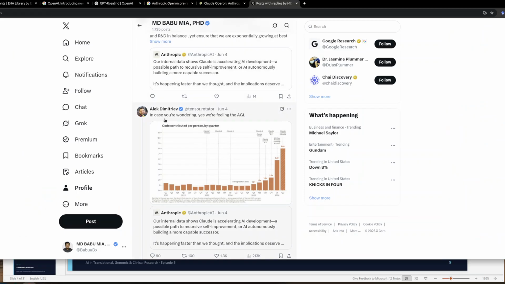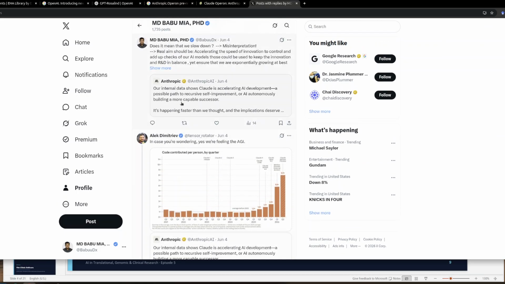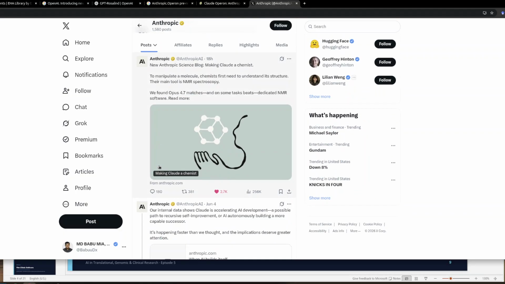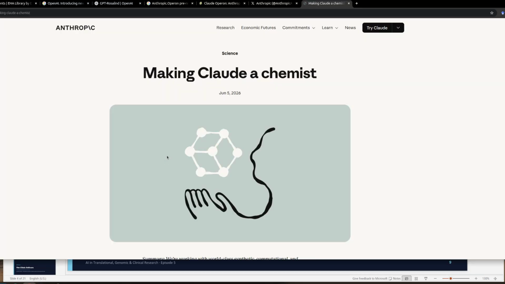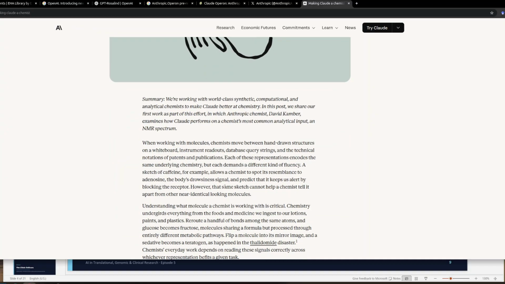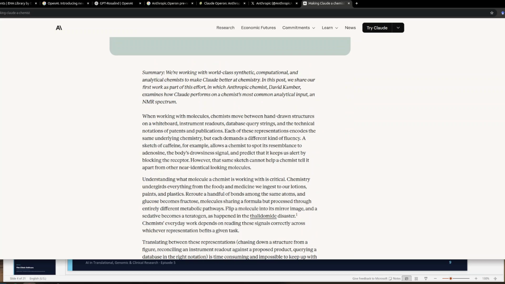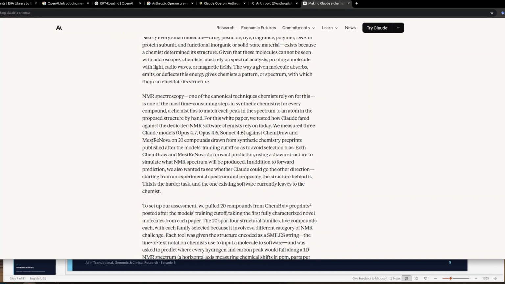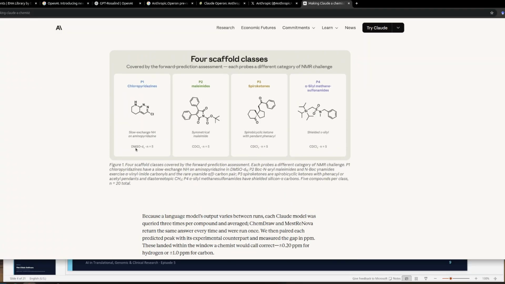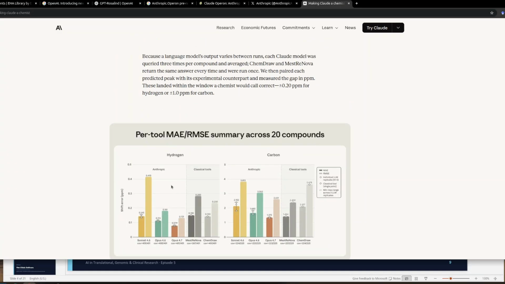Like for example, if you go to Claude, or leave alone Claude, Anthropic has this statement. This is the new Anthropic science for making Claude a chemist. So this is very interesting. In this article, they are talking about how Claude itself is working as a chemist, and it can work on the entire NMR spectrum. A specialist would take a lot of time to do this, but for the NMR for chemistry, as a chemist, it can do all of it by itself.